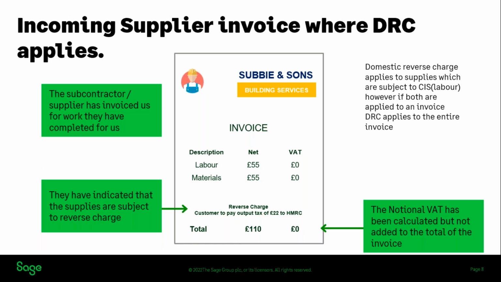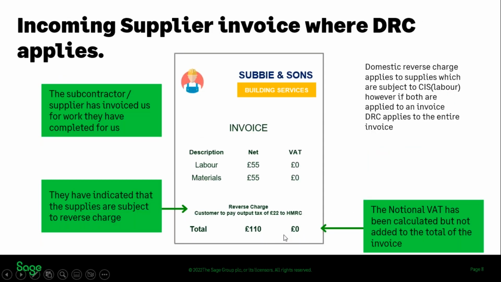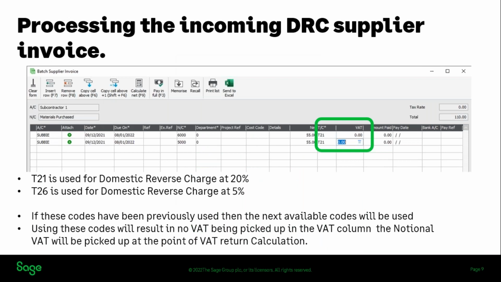So we've seen the incoming invoice, we've checked everything there. They have indicated it's reverse charge. They've calculated the VAT, they've informed us what it is, as we can see here, and they haven't added it to the total, as you can see here. So I'm happy that everything on there is correct. What I now need to do is transfer that into my Sage Accounts software. To do that, we have got in the software 2 tax codes, which were created in version 26. By default, they are tax codes T26 and T21. We'll take a look at those in just a moment in the software.